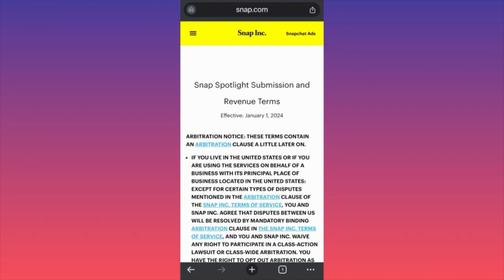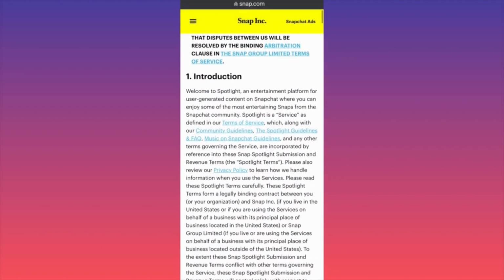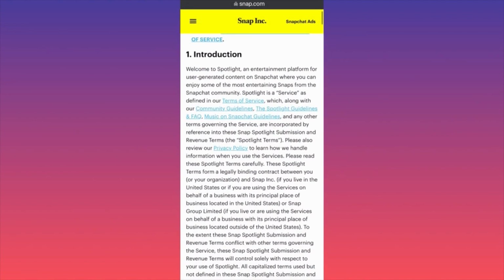Hi guys, in this video we're going to go over the new requirements and eligibility for Snapchat Spotlight, how you can actually make money using Snapchat, posting snaps. There is a new update of the terms from Snapchat, as you can see over here, started and effective already since January 1st. Scrolling down, introduction: welcome to Spotlight, an entertainment platform, user generated content.